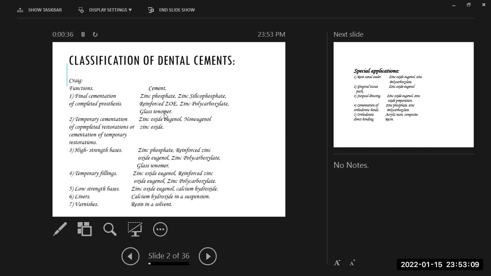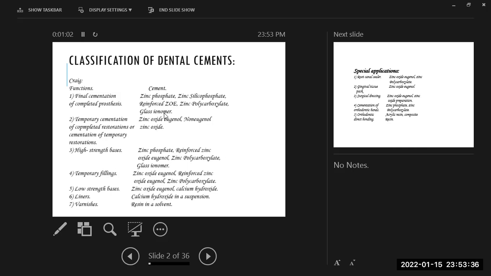We have zinc phosphate, zinc silicophosphate, reinforced zinc oxide eugenol, zinc polycarboxylate, and glass ionomer cements. And then you have temporary cements like zinc oxide eugenol and non-eugenol. Then you have high strength bases in the form of zinc phosphate, reinforced zinc oxide eugenol, zinc polycarboxylate, and glass ionomer. And then you have temporary fillings like zinc oxide eugenol, reinforced zinc oxide eugenol, zinc polycarboxylate.